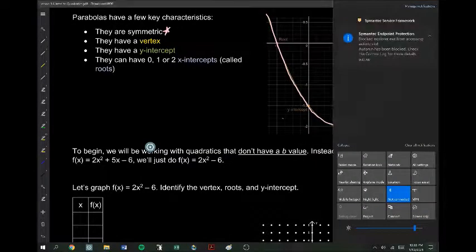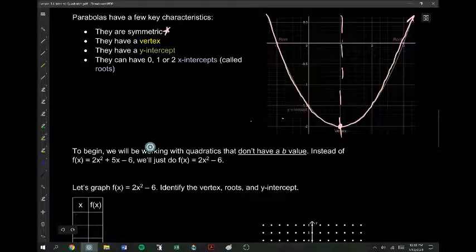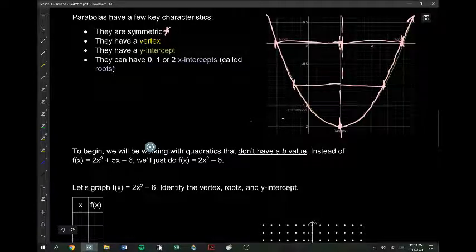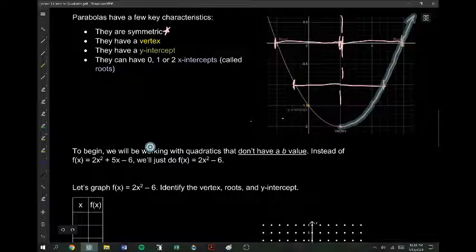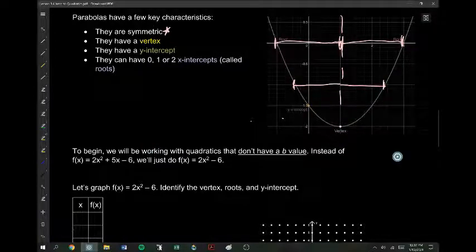This distance here matches this distance here. And this distance here matches this distance here. So they're symmetric about this line that goes through the middle. The point in the middle, the very top or bottom point, is called the vertex. Every parabola has a vertex. So the vertex is the highest or lowest point.